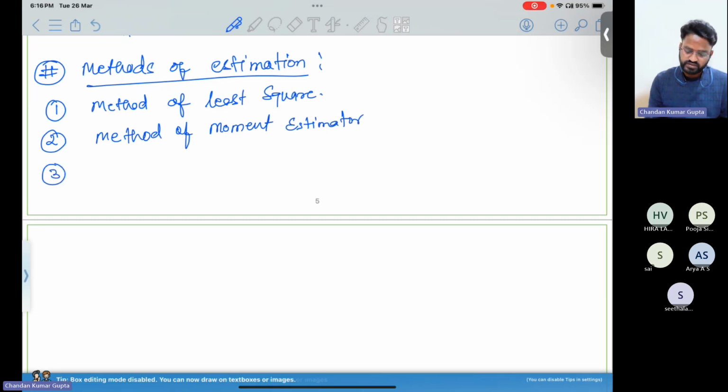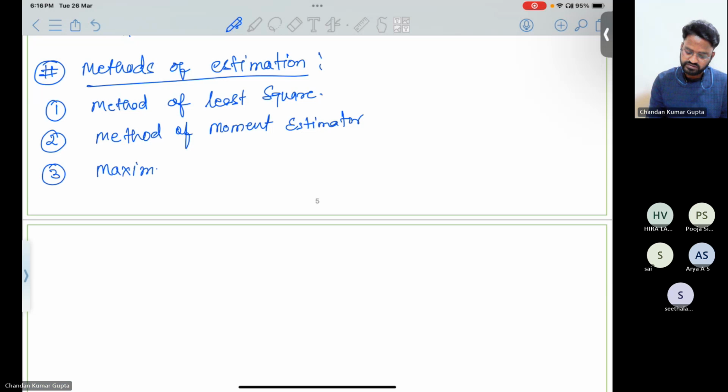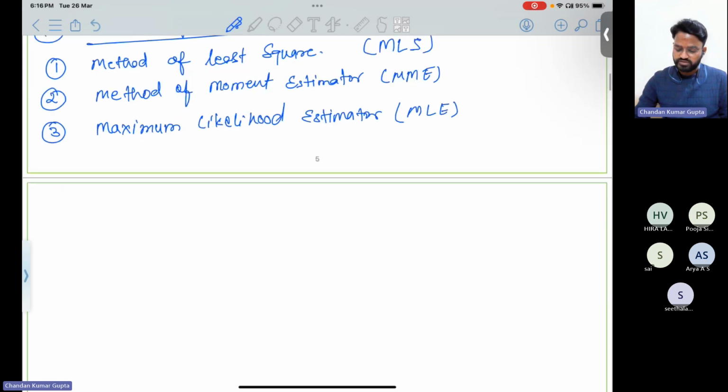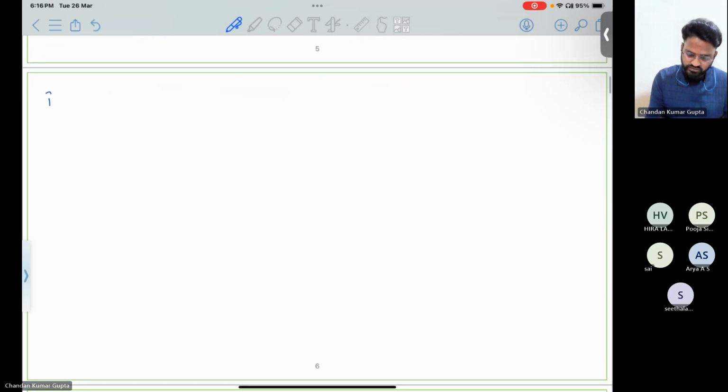And maximum likelihood estimator. These are three topics which we'll cover in this week's course. Method of moments estimator, in short we will call it MME, and maximum likelihood estimation. How to use these methods to estimate the parameter? We will discuss one by one.